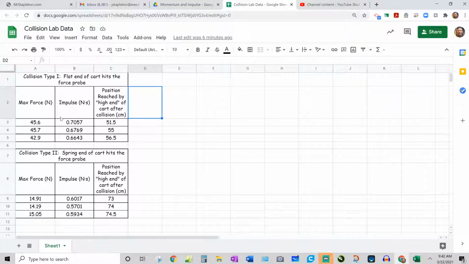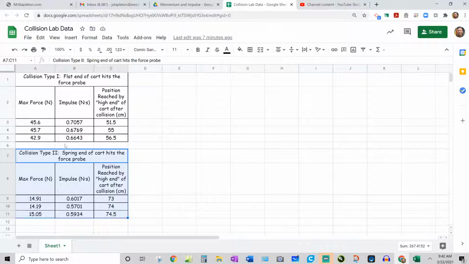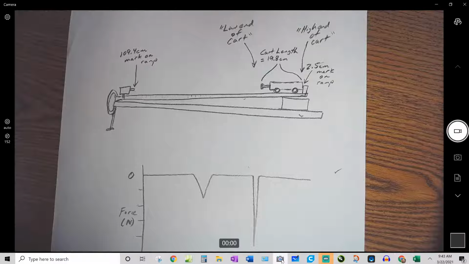So these are the data. Here are the data for the flat end of the cart hitting the force probe, and then here are the data for the spring end hitting the force probe. Got maximum force, impulse, and position reached by the high end of the cart after the collision. Those will be available to you.